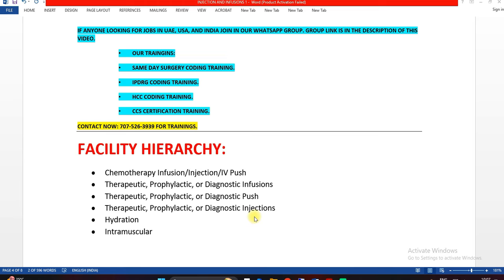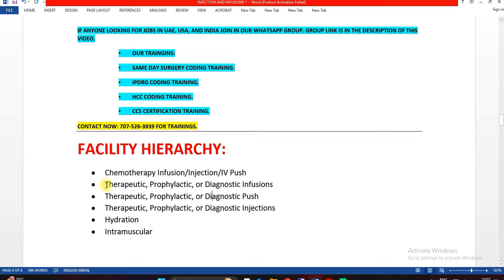Now we will see facility hierarchy. Injection and infusion coding hierarchy is very important. It is simple basically. Hierarchy means the sequence of drug infusion; sequence, otherwise we call it hierarchy. Chemotherapy, infusion, injection and IV push is the first in the hierarchy. Whenever the patient receives multiple procedures, you need to code chemotherapy as the first or primary service.